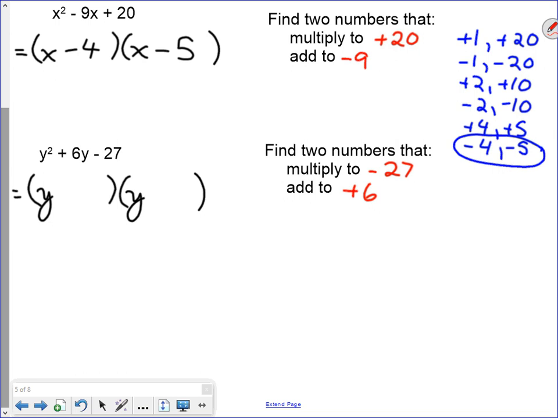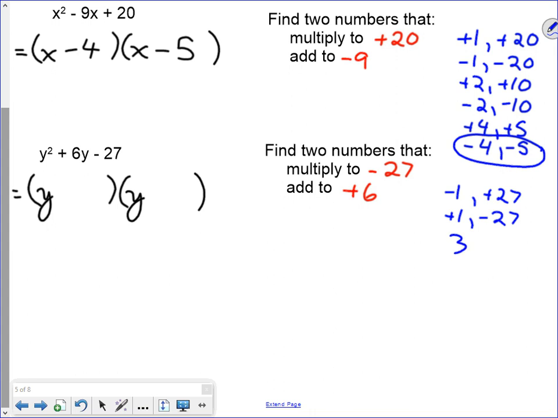Now, this is where the signs become important, because if we want numbers that multiply to negative 27, one of them has to be positive and one of them has to be negative. So we can start thinking of things like negative 1, positive 27. That certainly doesn't add to positive 6. Positive 1 and negative 27. That's not going to work either.